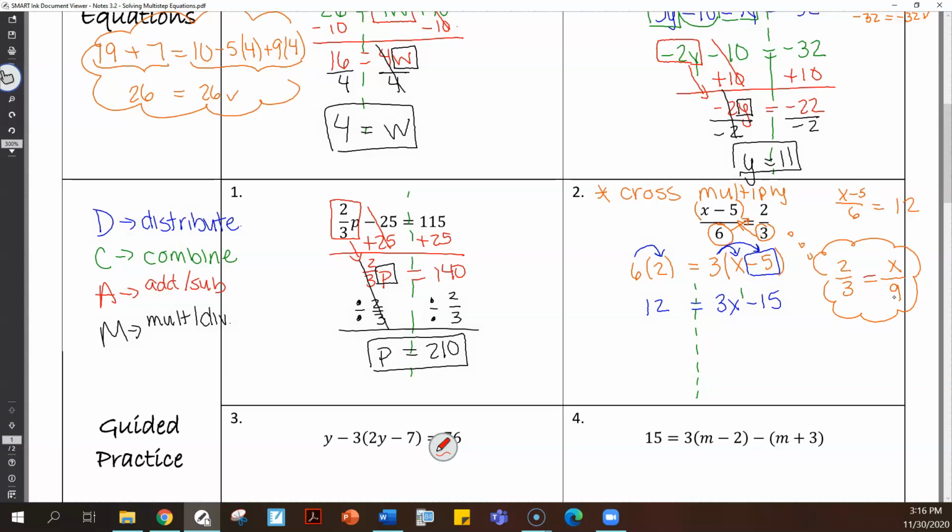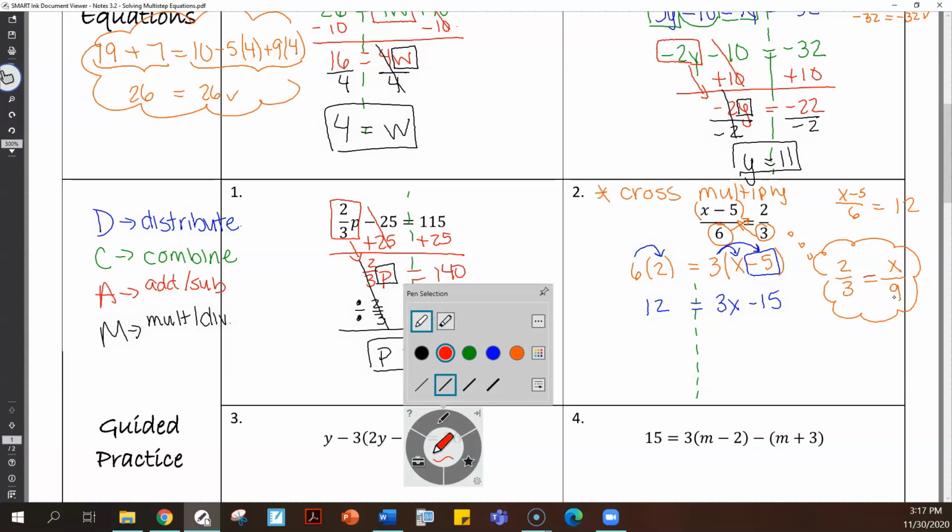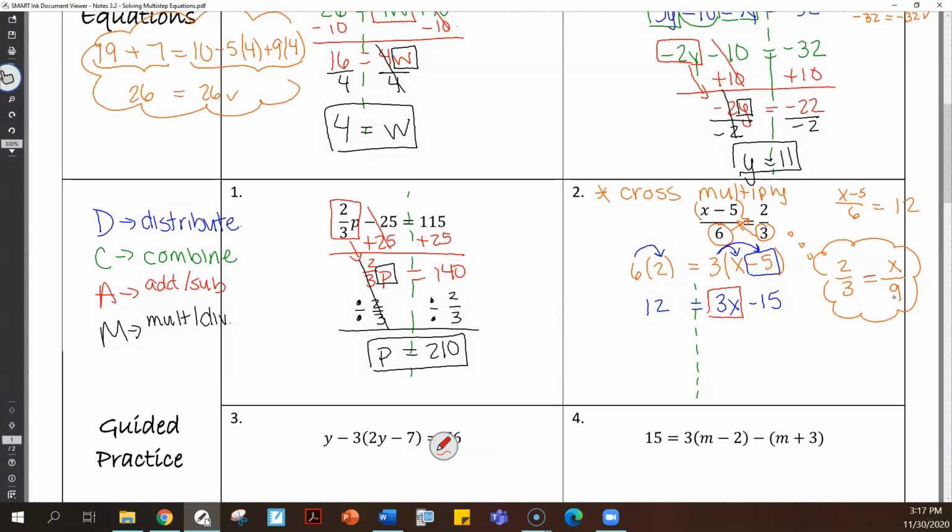My variable is x, my variable term is 3x. Remember, the variable and anything touching it. And that is not alone right now. That negative 15 is keeping 3x from being alone. So I'm going to add 15 to both sides so that I can undo that minus 15. Okay. 12 plus 15 gives me 27 on this side. 3x is going to come down, and then my 15s are going to reduce to 0.